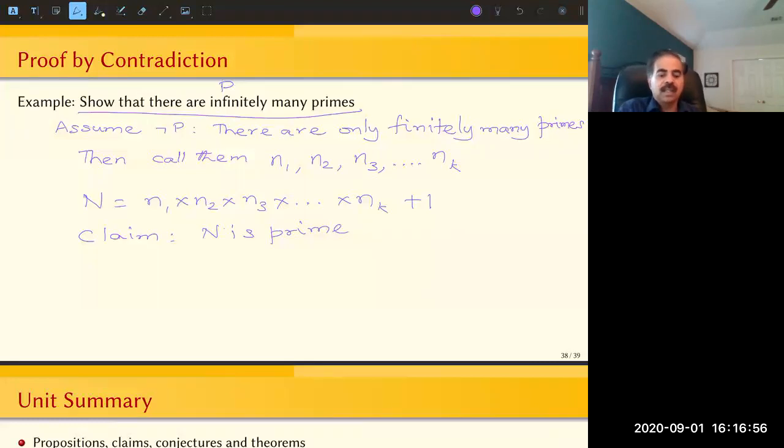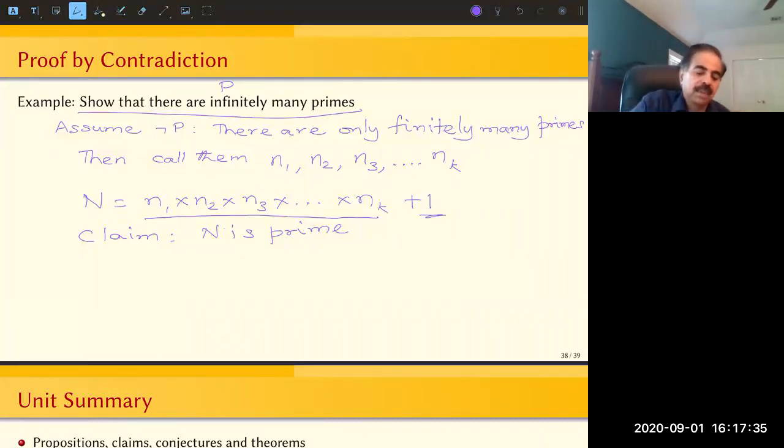So now if you look at n1 times n2 times ..., if you look for common factors between n and any of these prime numbers, there is no common factor, because if you take the prime number n1 that divides this product, then if you divide n by n1, you're going to have a remainder of 1, right?